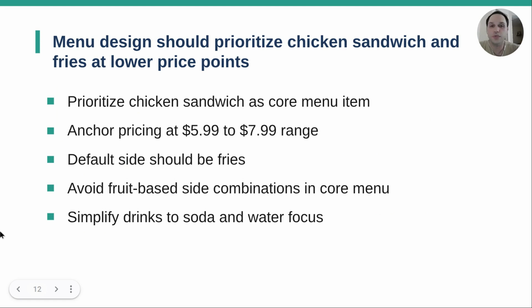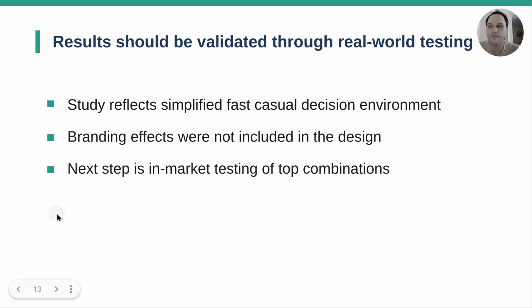Based on the results, we can make clear recommendations. Chicken sandwich should be prioritized as the core menu item. Pricing should remain within the $5.99 to $7.99 range. Fries should be the default side, and lower performing combinations should receive less emphasis. This demonstrates how conjoint analysis turns consumer choices into actionable business decisions.